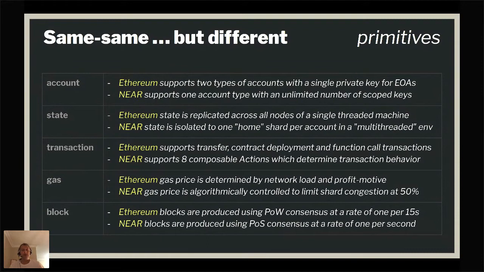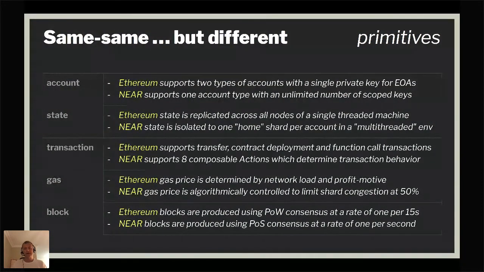In terms of gas, Ethereum gas price is determined by network load and this profit motive. So if you want your transactions to be processed quickly, you've got to bid up the price basically to make things happen. With NEAR, the gas price is managed algorithmically to limit charge congestion at 50%. So if the shard is kind of light, not a lot's happening, we'll drop the gas 1% per second. And if the shard gets a little bit overloaded, then we'll increase the gas price 1% per second. So that's documented in our economics white paper. But basically, it's a different mechanism for controlling the price of gas, and should tend to avoid spikes in price when the network gets loaded up.